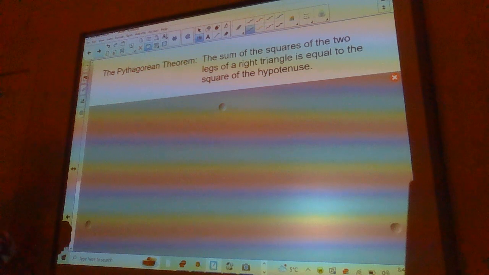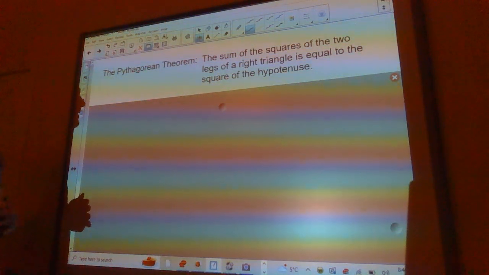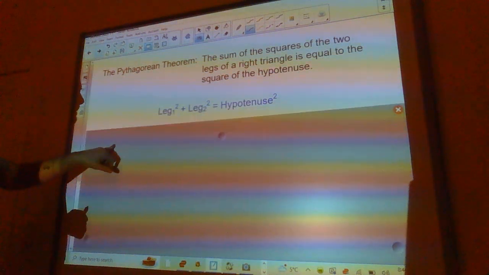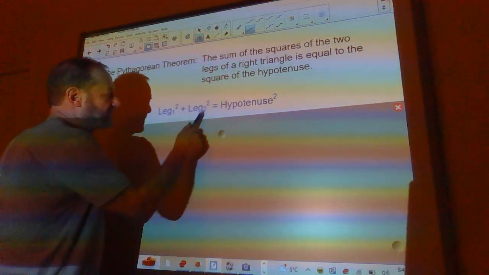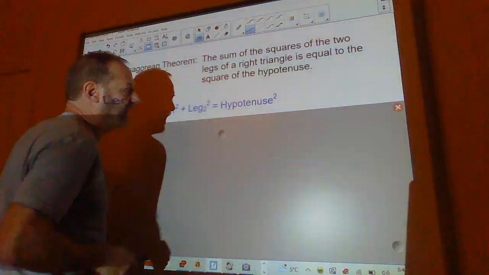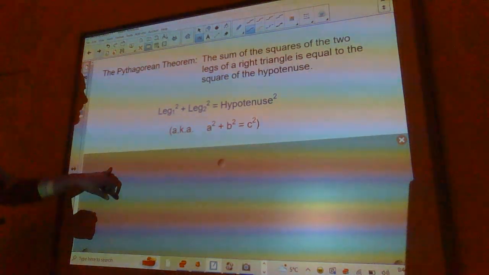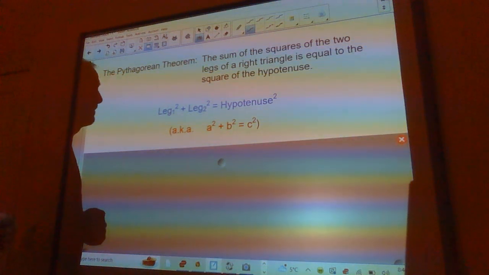The Pythagorean theorem says the sum of the squares of the 2 legs of a right triangle is equal to the square of the hypotenuse. What does that mean? It means this. You take the first leg and you square it, and you add that to the second leg squared, you will get the hypotenuse squared. Okay? Otherwise known as a squared plus b squared equals c squared.